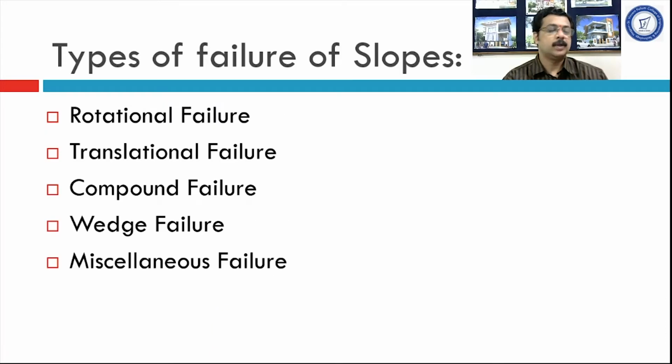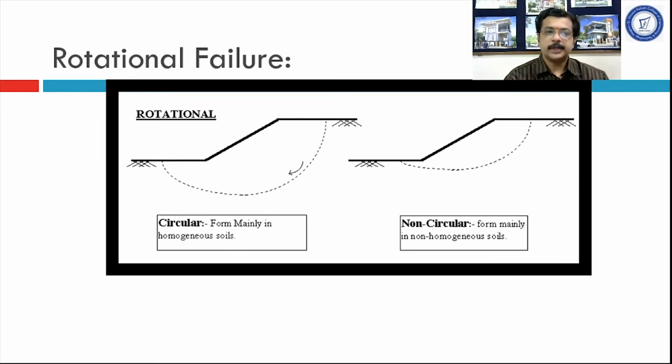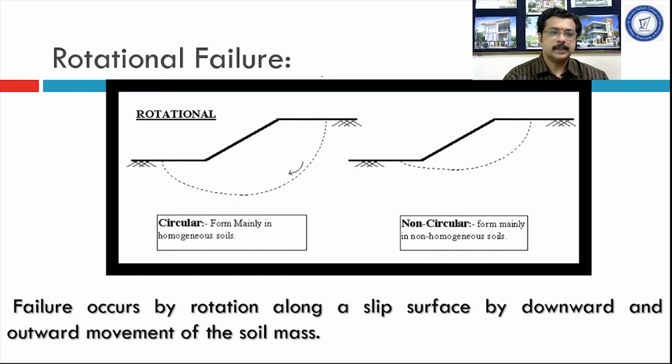Now we will go through the types of failure of slopes. There are 5 types of failure that can occur. First is rotational failure, second is translational failure, third is compound failure, fourth is wedge failure, and fifth is miscellaneous failure. Now what is rotational failure? As you can see on the slide, this is a finite slope, of limited extent. How can this slope fail? If this slope is made up of homogeneous soil, there are great chances that it will fail along this circular path.